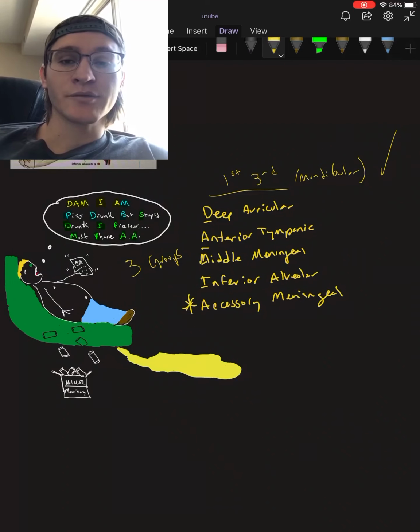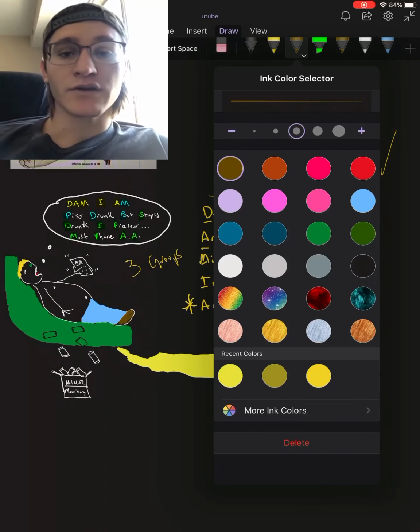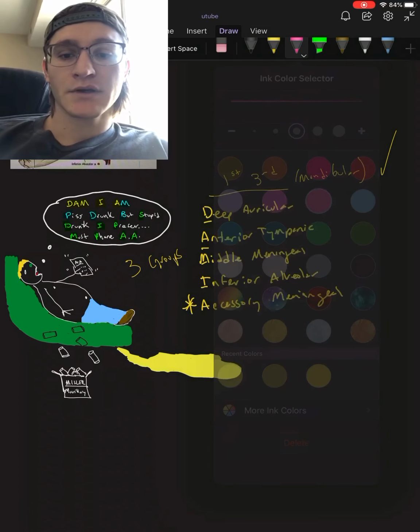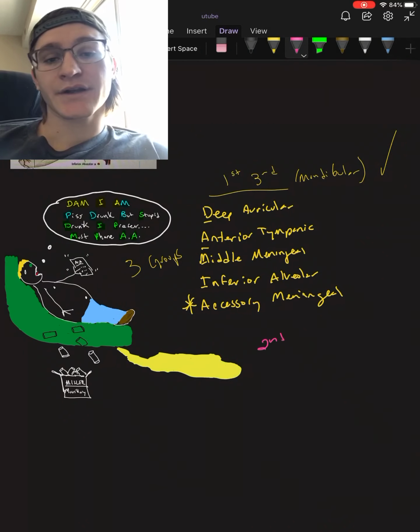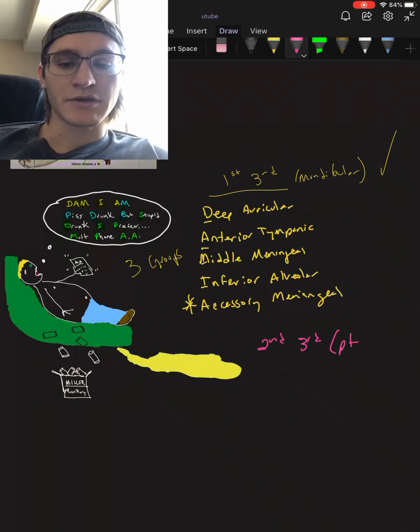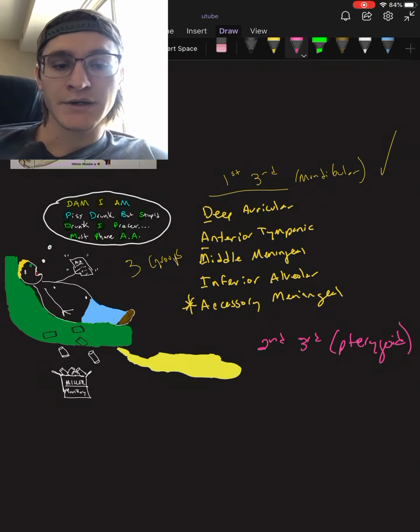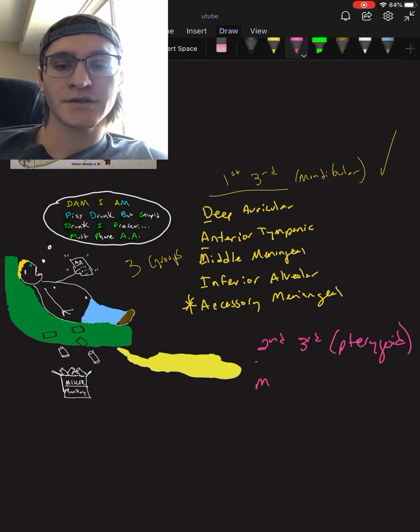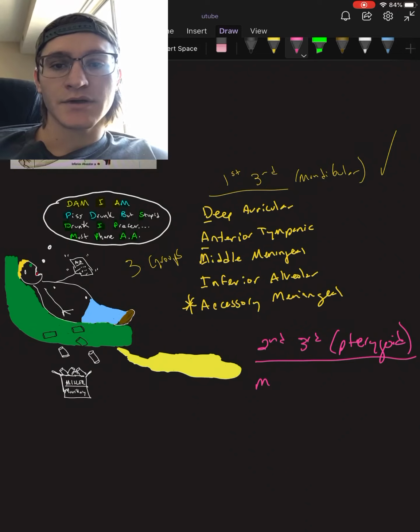So like I said, there's 3 portions. So that was the first third. That was our mandibular portion. Now let's look at our second portion, or our second third, which is probably the easiest of the 3. So this one's going to be in pink. So there's going to be M, pissed drunk, but this is going to be our pterygoid section. So the M is going to be what?